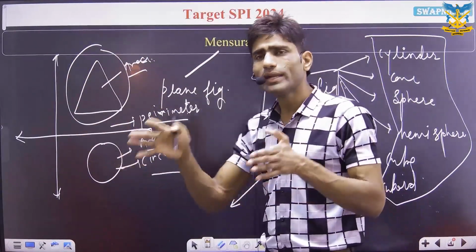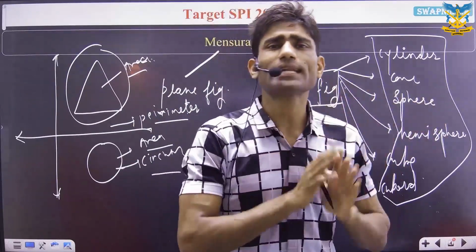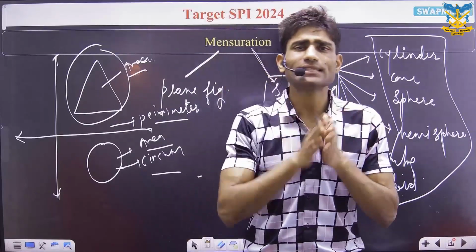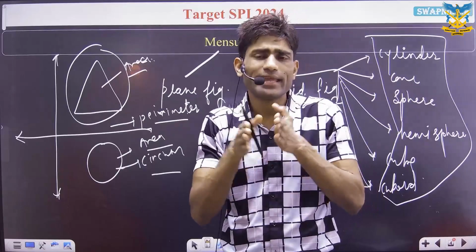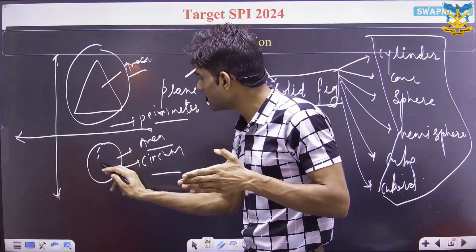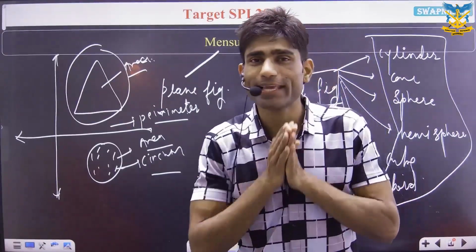About the circle, we need to know the area of a circle, which is pi r square. Circumference of a circle is 2 pi r. This concept you need to know here. What is the actual area of our circle? Area means the part inside our circle. We consider this the area of the circle.